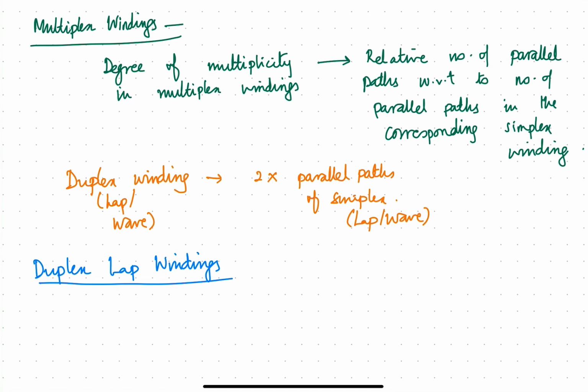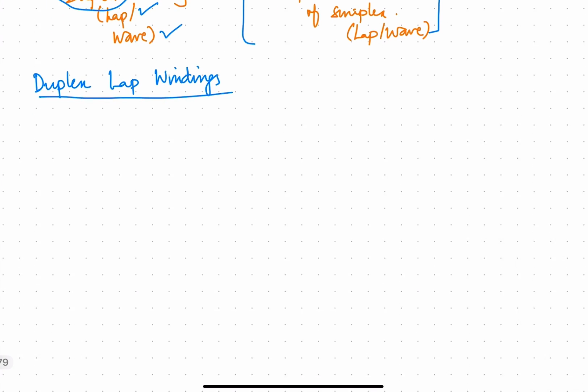So when you talk about degree of multiplicity in a multiplex winding, it's basically the relative number of parallel paths with respect to the number of parallel paths in the corresponding simplex winding. So if you are talking about a duplex winding, which may either be a duplex lap or a duplex wave winding, it basically has 2 times the number of parallel paths as compared to a simplex lap or a wave winding. So what is a duplex lap winding?